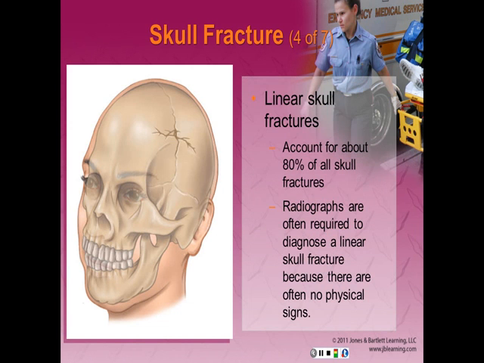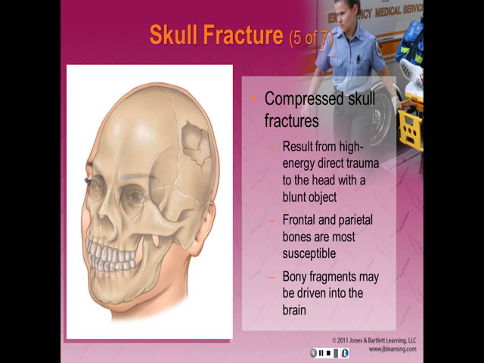Linear skull fractures account for approximately 80% of all fractured skulls. Radiographs or x-rays are often required to diagnose a linear skull fracture because there are often no physical signs like deformity. Compressed skull fractures result from high-energy direct trauma to the head with a blunt object, and the frontal and parietal bones of the skull are the most susceptible. Bony fragments may be driven into the brain, resulting in injury, and the patients often present with neurologic signs such as a loss of consciousness.